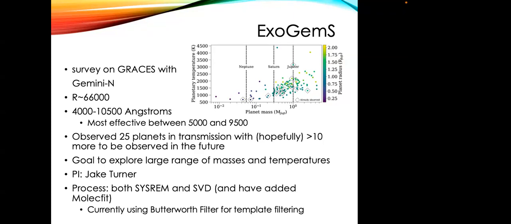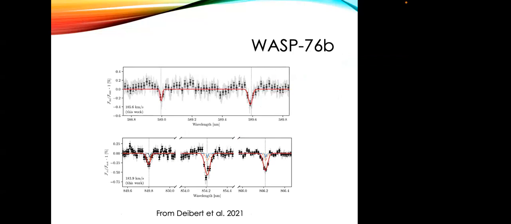Yeah, so some of our results from the survey. Our first result was published in 2021 by Emily Deibert. Confirmed sodium in WASP-76b. This is a favorite of high-res exoplanet people because we can detect 3D information of the planet's atmosphere, which is really cool. But she was also able to get a calcium infrared triplet. This is one of those ultra-hot Jupiters.